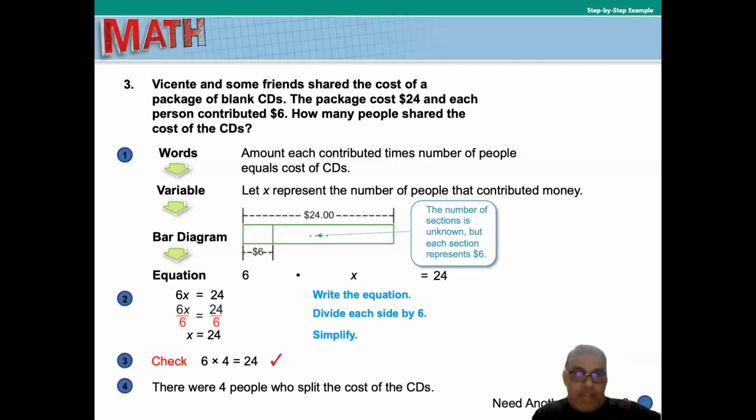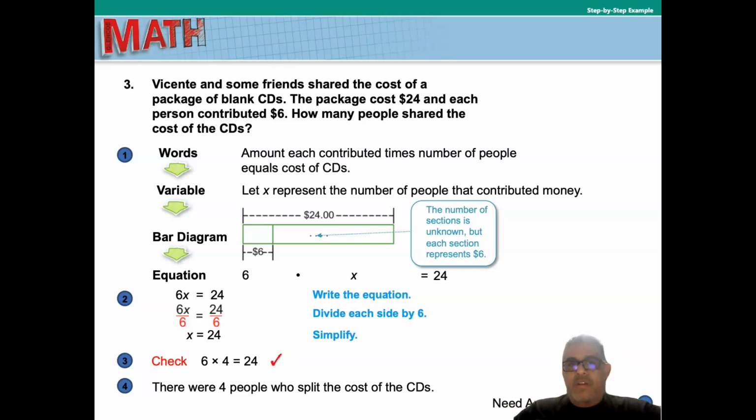Ooh, what happened here? This one looks complicated. Let's take a minute and let's read that first sentence. Vicente and some friends share the cost of a package of blank CDs. Man, some of you might not know what a CD is. Actually, I just threw some away. So they're round circular objects.